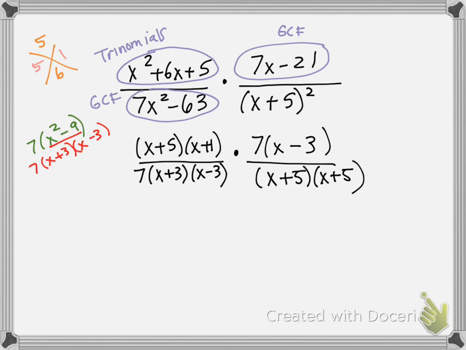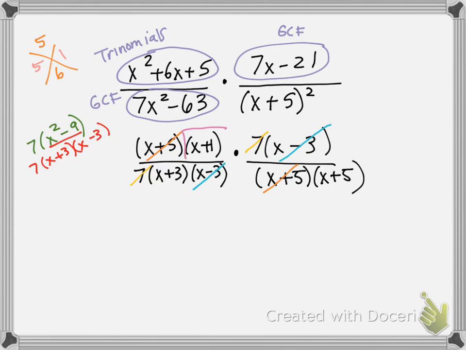Once you have everything factored, you're going to look for pairs in the numerator and denominator. So for instance, I notice that there is an x plus 3 in the denominator and an x plus 3 in the numerator. That would simplify as 1. Next, I notice that there is an x plus 5 in the numerator and an x plus 5 in the denominator, and again, that would simplify as 1. Lastly, I notice that there is a 7 in the numerator and a 7 in the denominator, so again, that would simplify as 1. So let's take a look at what we have left over.